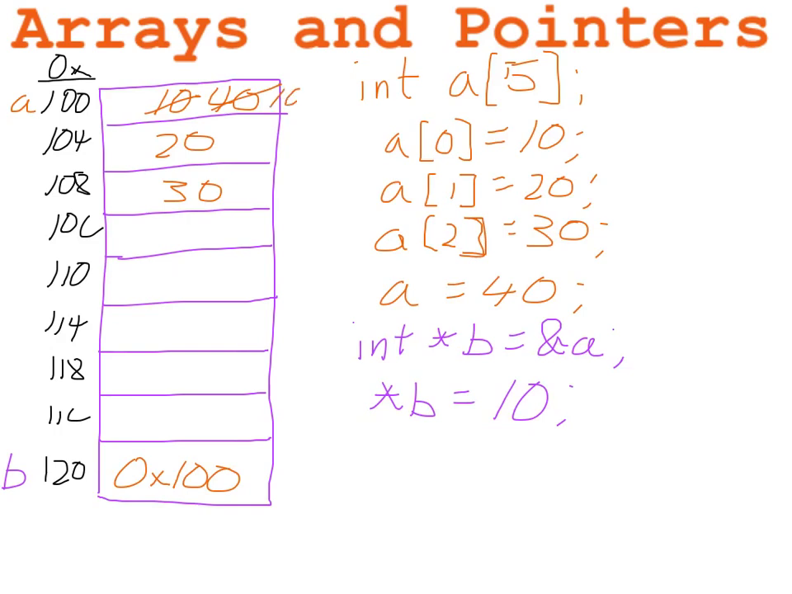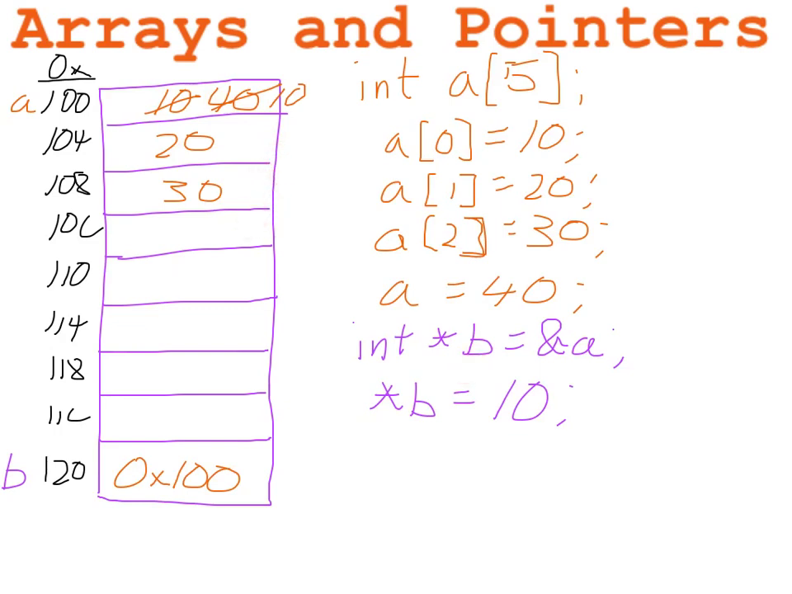So now we're replacing the 40 with a 10 again. So that would be another way. If we had a pointer to an integer array, we could set the first element, or the 0th element of our array, simply by dereferencing the pointer like that. What if we wanted to do something a little more complicated and access an element further on down in our array, but using a pointer instead?